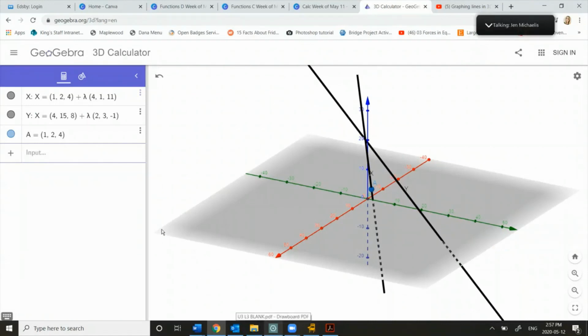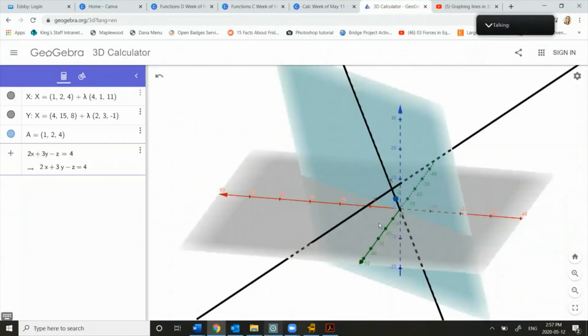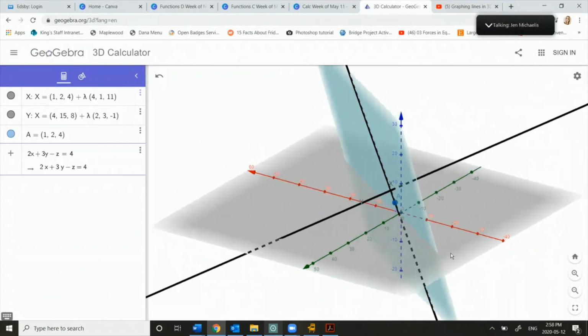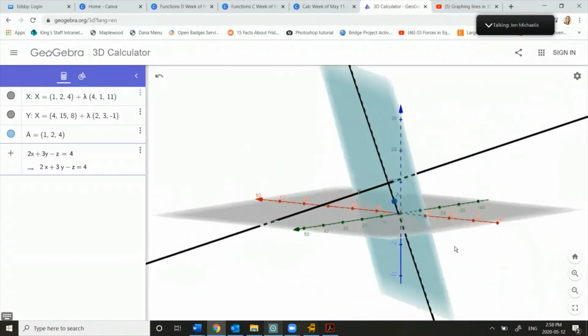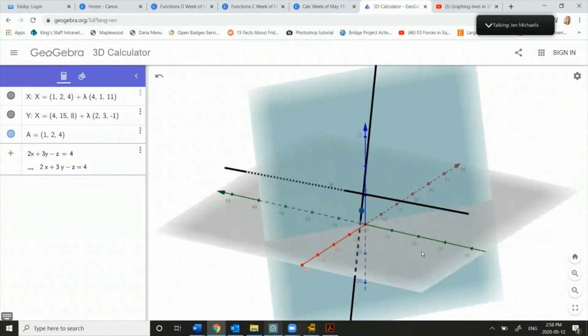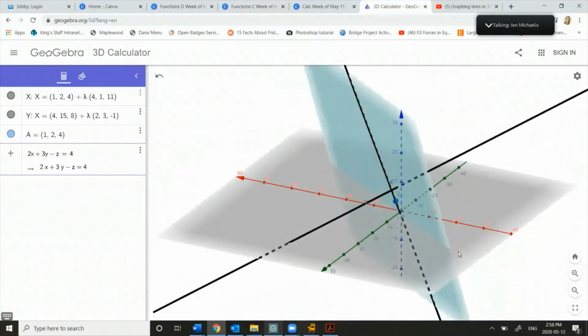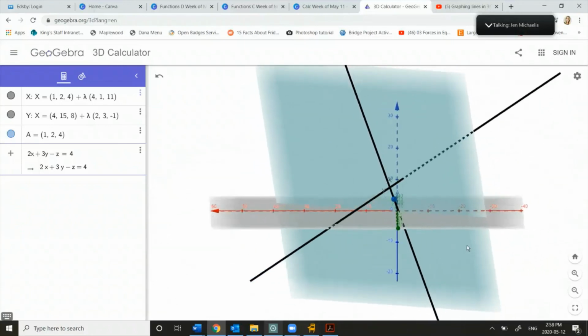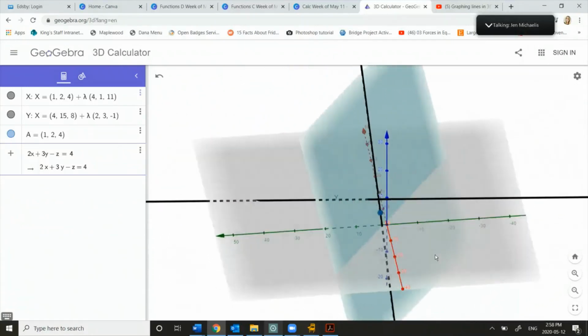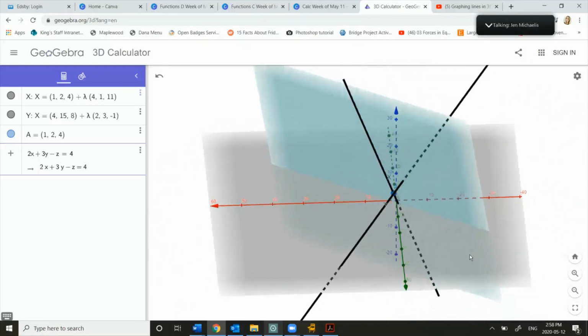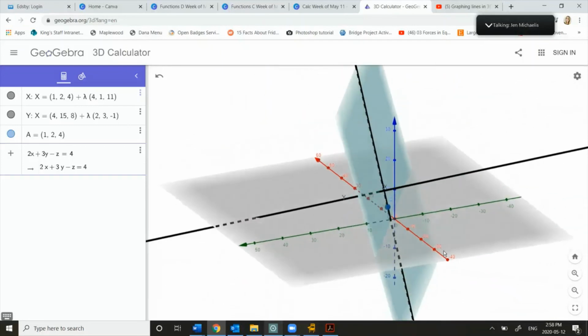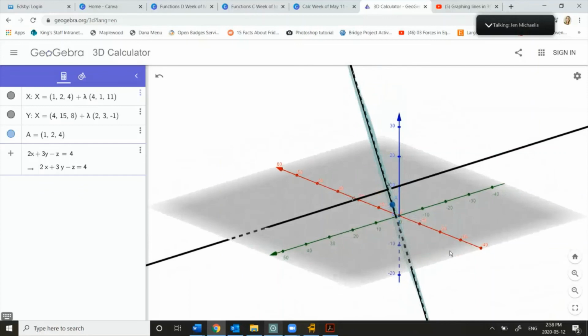So let's take a look at our plane graph here. All right, and there you can see it. You can see it cutting through that line at point A, which means that it shares that direction vector inside, and then our second line is normal to that. So the direction vector on line y is actually our normal vector to our plane.